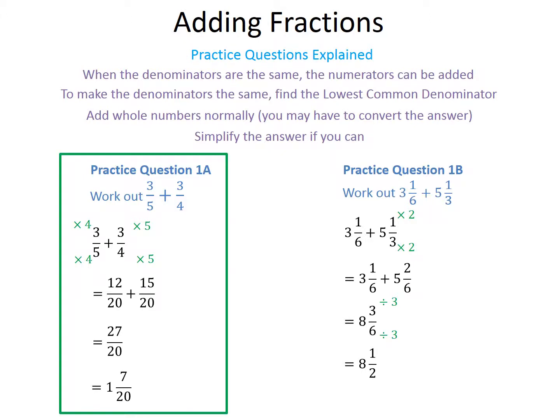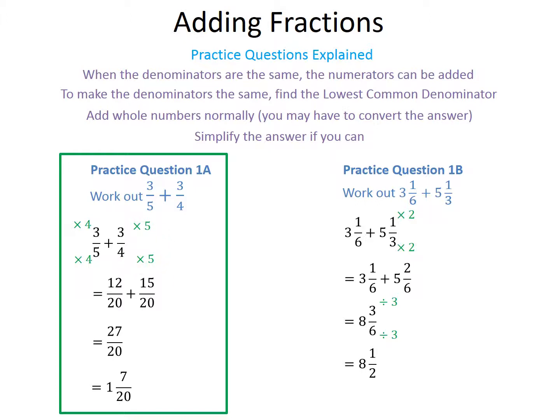So in this first one here, I started by writing out the fraction, and I had to find the lowest common denominator. So what's the lowest thing that 5 and 4 both go into? And it's 20. It's the lowest thing I could certainly think of there. And so how do I turn 5 into 20? I times it by 4, which means I have to times the top by 4 as well. And how do I turn 4 into 20? I times by 5, means I have to times the top by 5 as well.